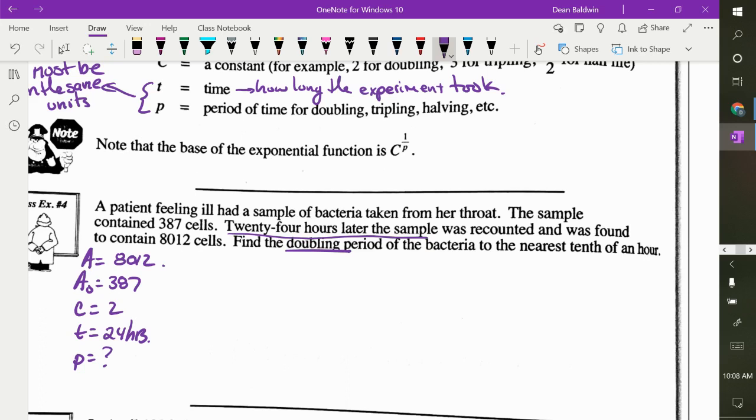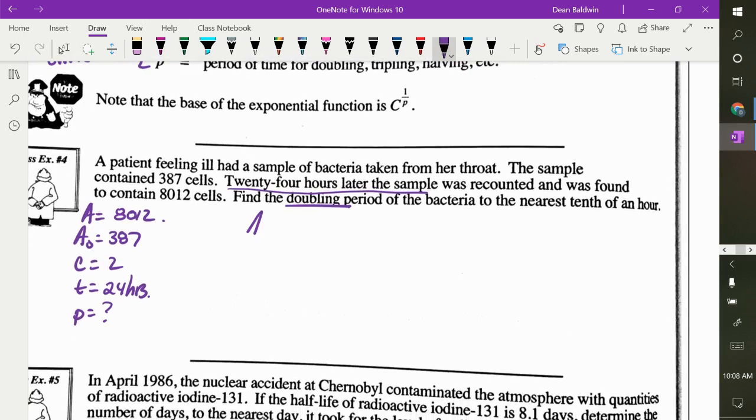And so we want to know, what is the doubling period? How long does it take for the bacteria to double? Okay, got it. So we plug everything into our formula.